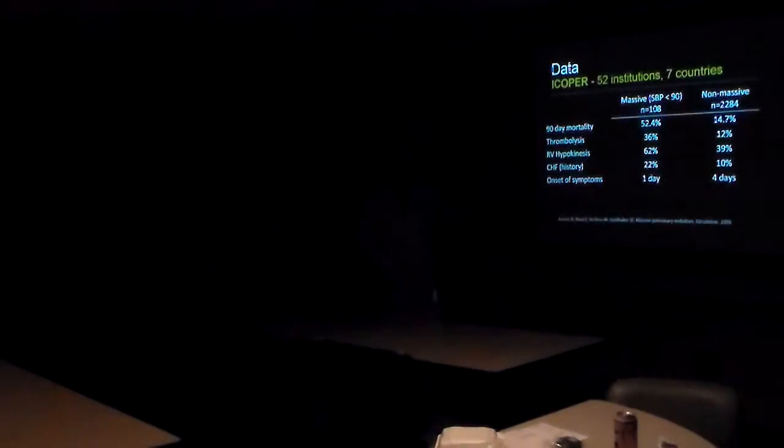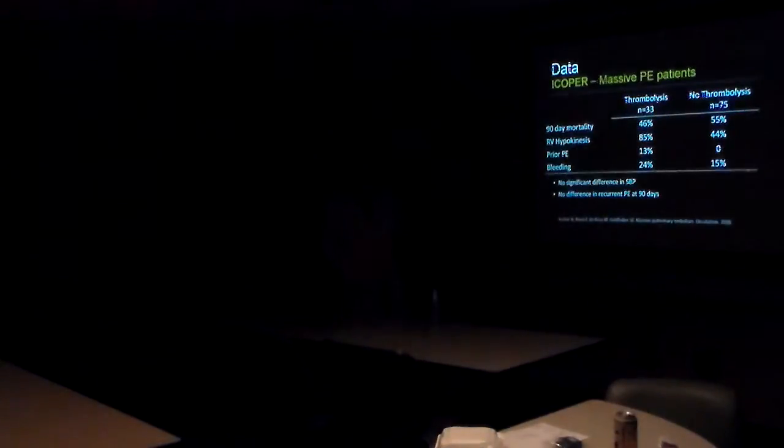And then the other thing kind of interesting, I guess, is that the non-massive patients took longer to get to the hospital, which I guess makes sense. If you're in shock, you're more likely to be sick to go to the hospital than if you're not. So again, it's all retrospective, registry-based stuff. But the 90-day mortality rate was 46% of the patients who got thrombolysis versus 55% of those who didn't. But there were some significant differences in these patients.